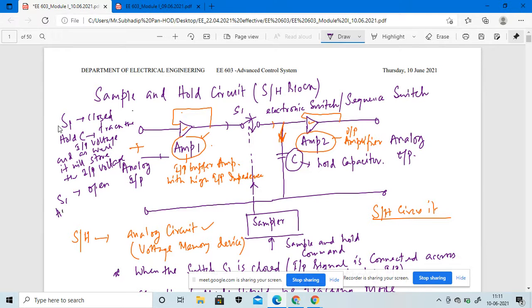what will be the function of the capacitor? The function of the capacitor is actually what? There will be a disconnection from the input channel. So during this, it will hold the input voltage, it will hold the voltage at a certain period of time, or a specific time period.